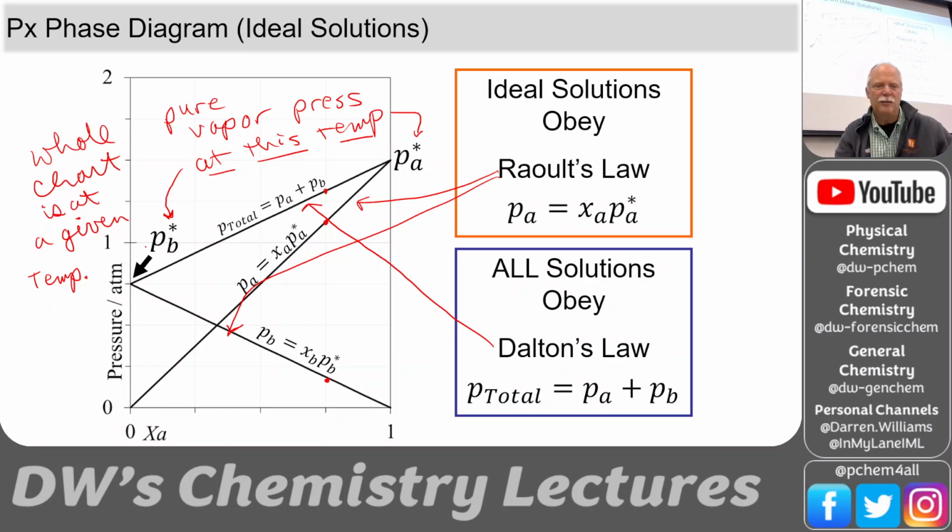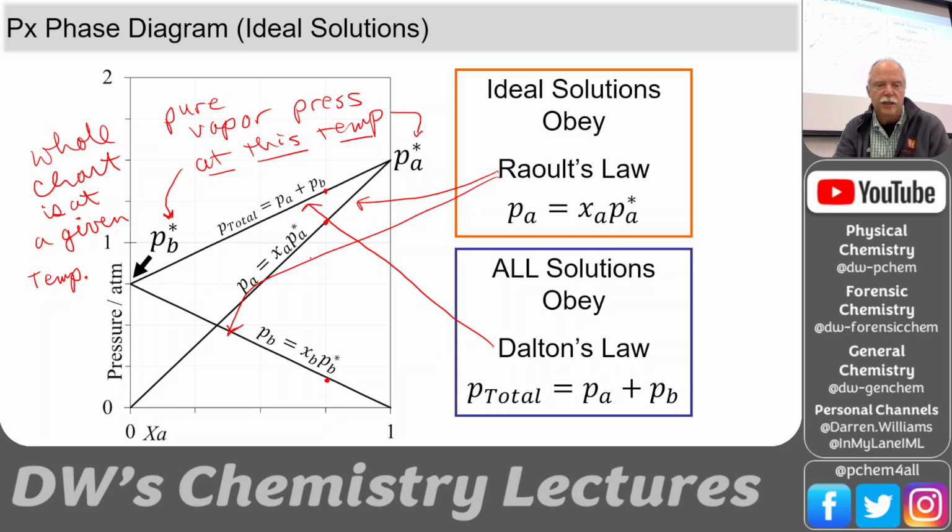So the whole chart is plotted at a given temperature. If we change the temperature, then all of these curves will shift. The pure vapor pressures will drop if we cool it down. They'll go up if we heat it up. And all the crisscross lines will move, and the Dalton's line will move. So this is a particular slice at a given temperature.